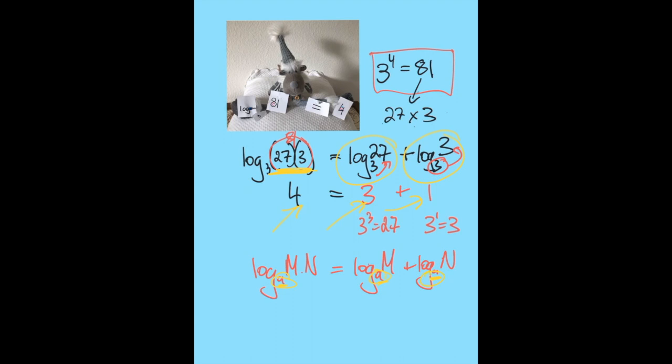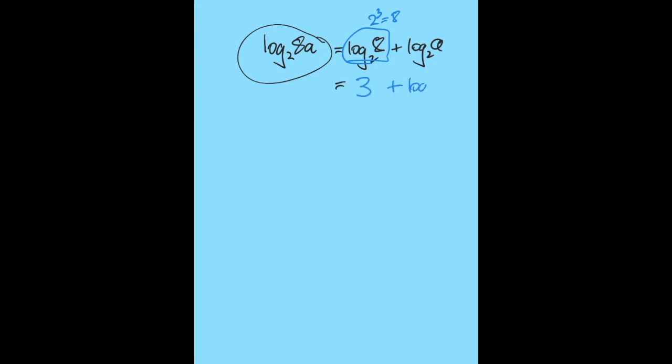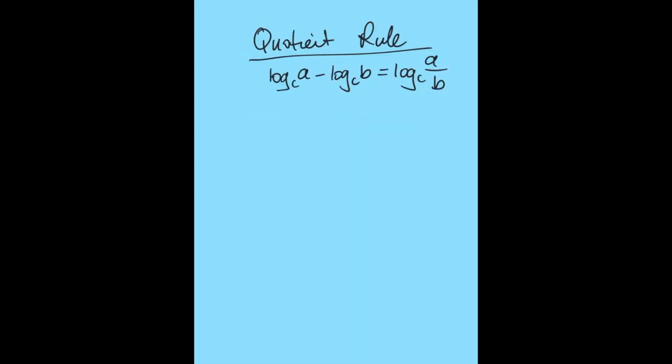And this can be very useful for breaking up logs. Say you need to rewrite log base 2 of 8a. Well, that's going to be log base 2 of 8 plus log base 2 of a. Now, can we simplify this? Yes, we can, because 2 to the power of 3 is equal to 8. So this is 3 plus log base 2 of a. So you might be able to use that rule when you're trying to manipulate logs.